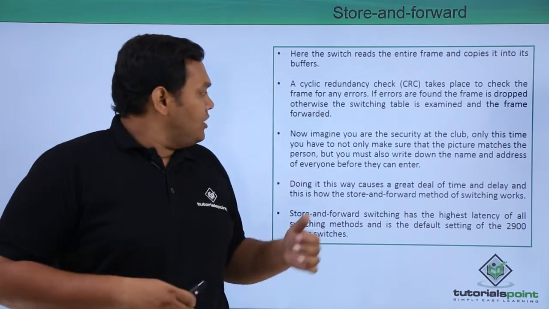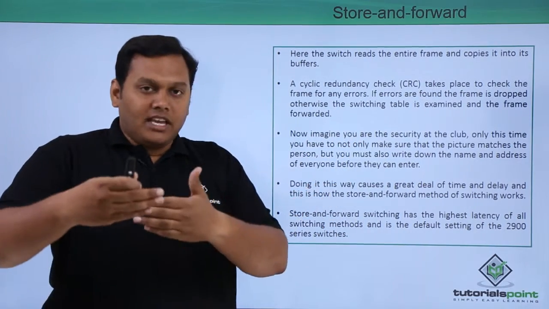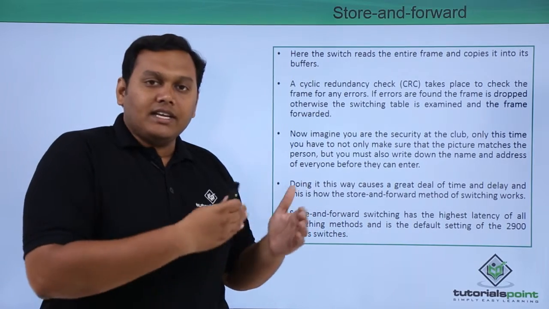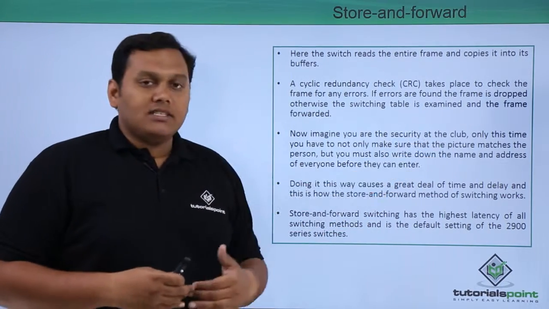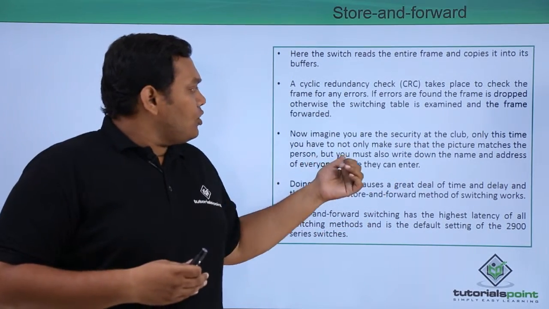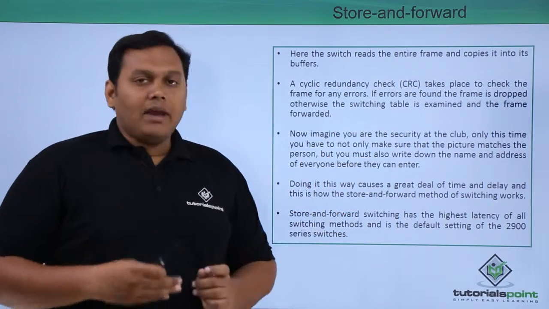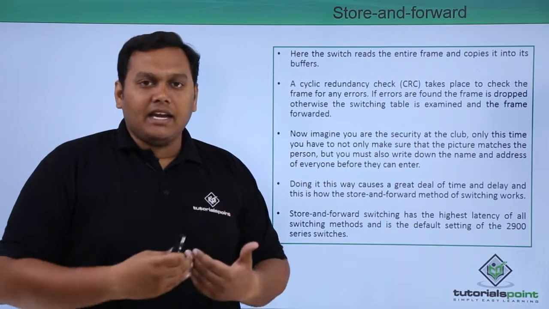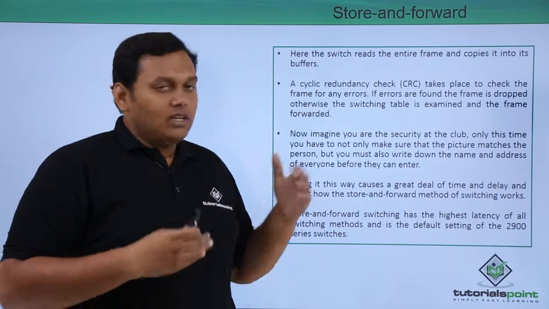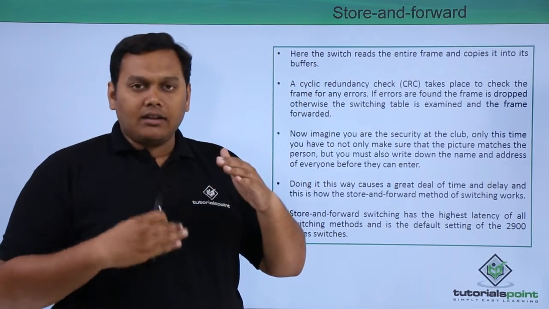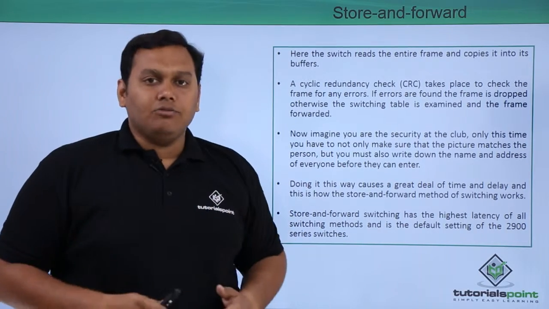Otherwise, the switching table is examined and the frame is forwarded. Now imagine the same example, where you are at the security desk in a club, but this time you are not asked to make sure the picture matches. Instead, you write down the name and address of the people entering with the ID card. This is how storing the information and then forwarding the packet works.